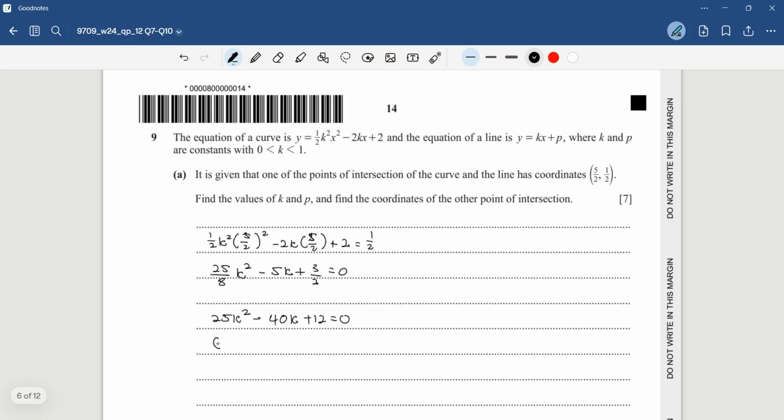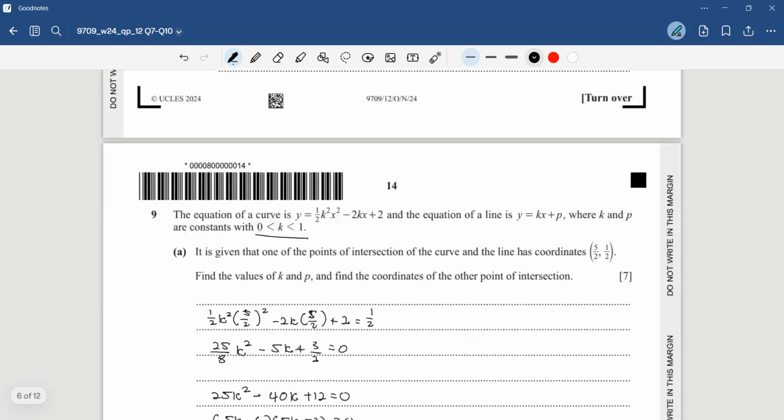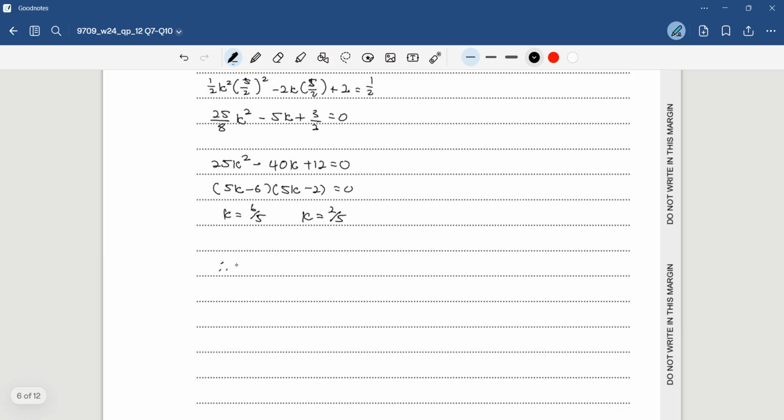So it's going to be 5k minus 6, 5k minus 2 equal to 0. Therefore, k equal to 6 over 5, k equal to 2 over 5. Since k is between 0 to 1, therefore k equal to 2 over 5.